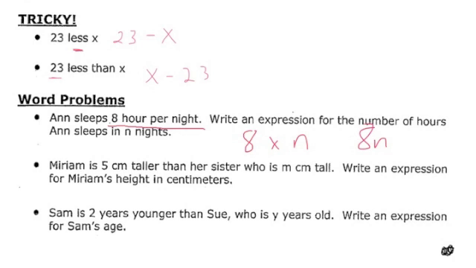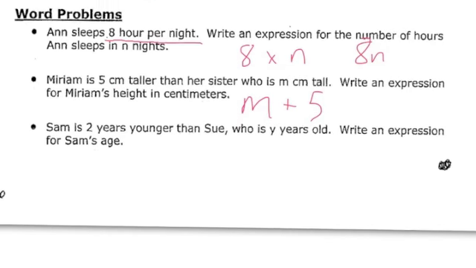Okay, the next one. Miriam is 5 centimeters taller than her sister, who is m centimeters tall. If her sister is m centimeters tall, and Miriam is 5 centimeters taller, we want to find an expression that represents how tall Miriam is compared to her sister. So we should say m, and we add 5, and that would represent Miriam's height.